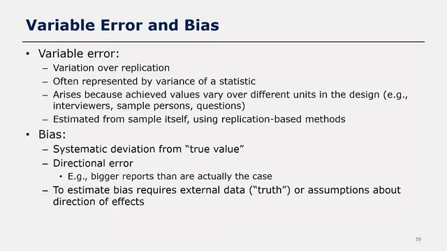So the variable error, if you look at it, is a variation over replication. Remember what I said about the bag of M&Ms? You draw a sample, and it's a different set of colors in there. So in statistics, that's often represented by the term variance or variation. You might have heard that before.